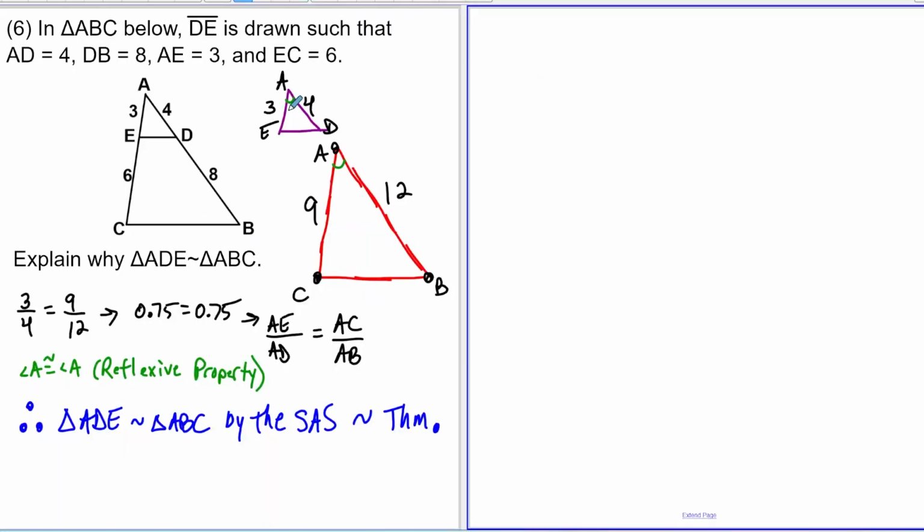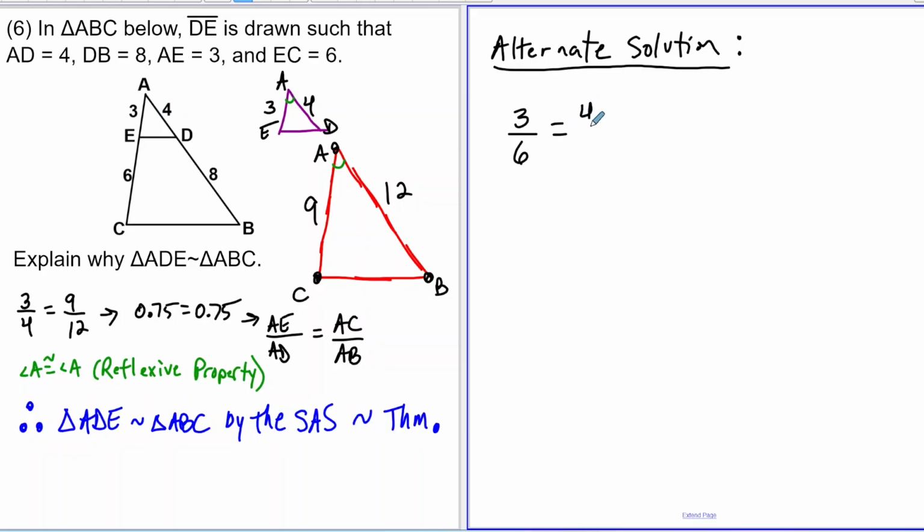Now, before we leave this example, I want to explore a very common mistake to this question, and I'm going to write this down here as an alternate solution. For this alternate solution, we're actually going to be using the converse of the side splitter theorem. But students look at this and say 3 over 6 is equal to 4 over 8, and they use that as their proportion. Just know that this doesn't work for the side angle side similarity theorem.